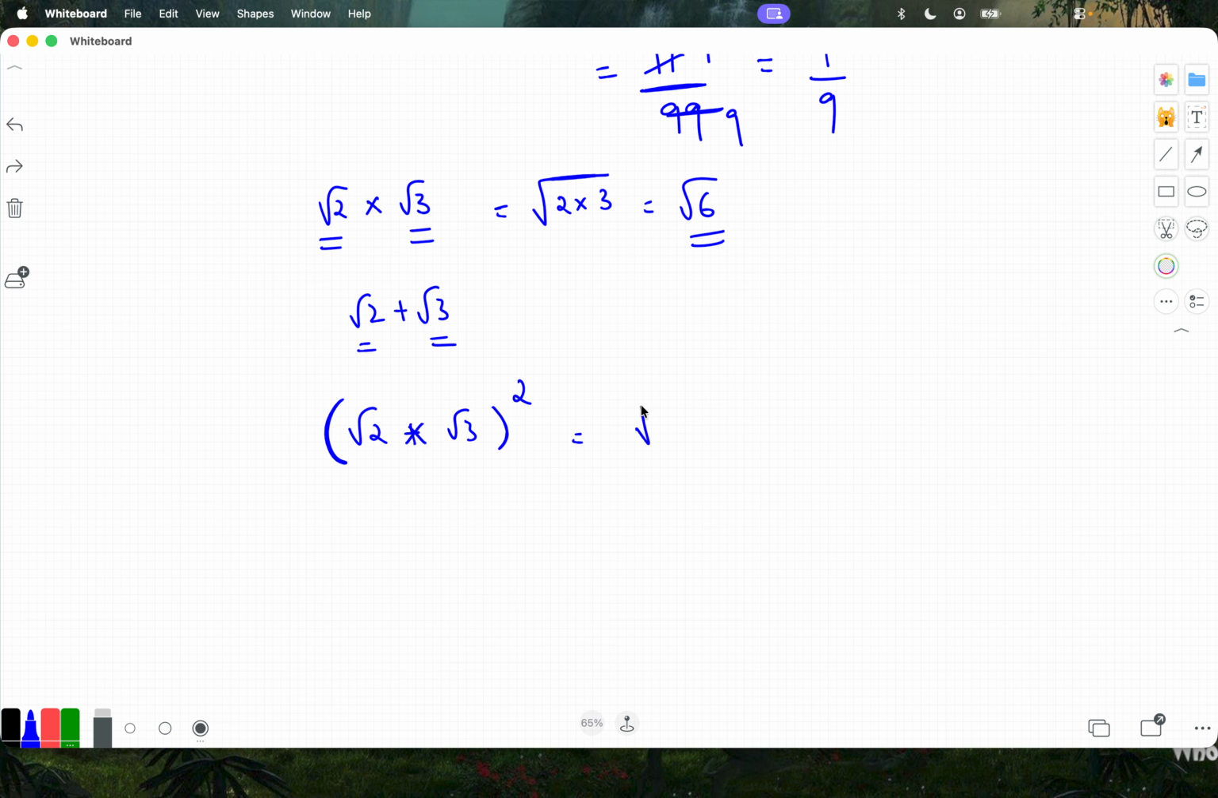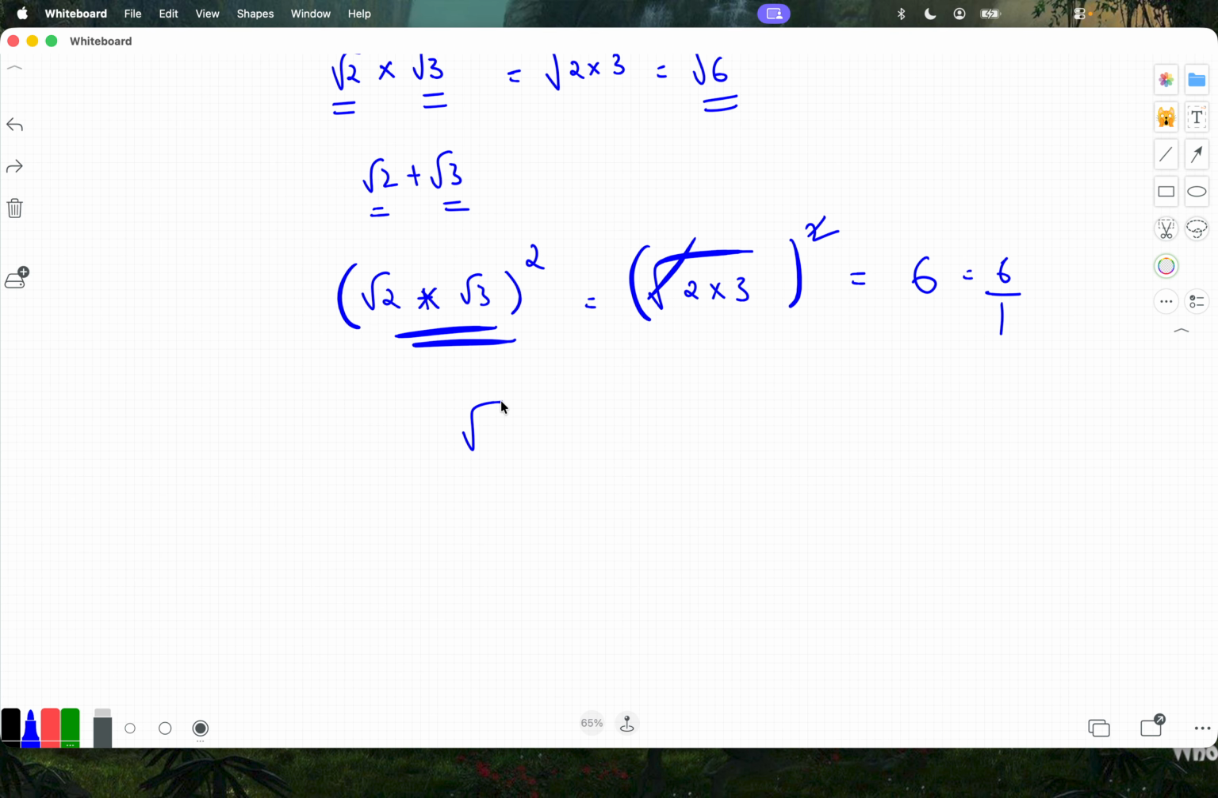Root 2 into root 3 whole square. This can be written as root 2 whole square into root 3 whole square. So square and square root will get cancelled. 2 into 3 is 6. 6 can be written as 6 by 1. So this is a rational number.